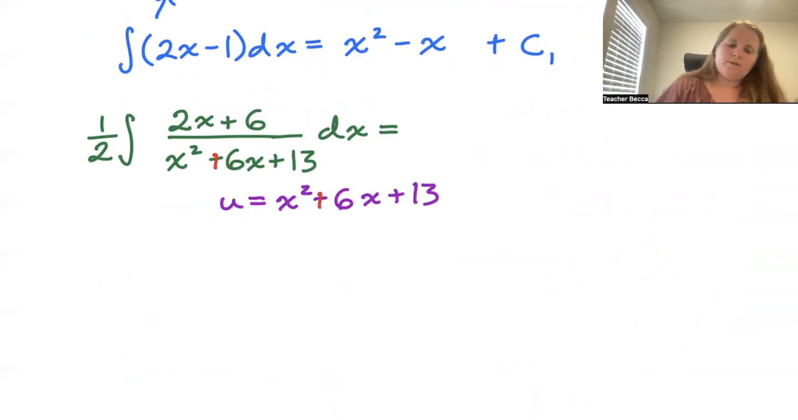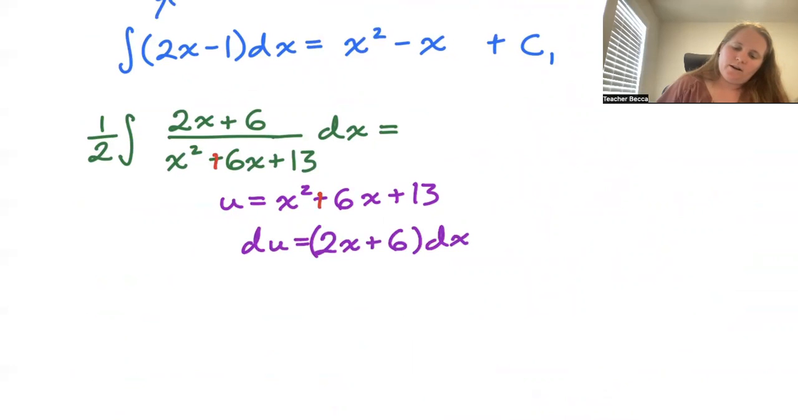All right, so we set u to be x squared plus 6x plus 13. Our du was our 2x plus 6 dx. So our integral simply becomes 1/2 the integral of 1 over u du, or 1/2 natural log the absolute value of x squared plus 6x plus 13.